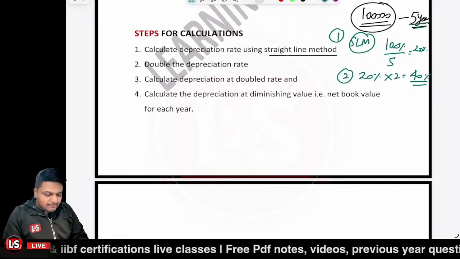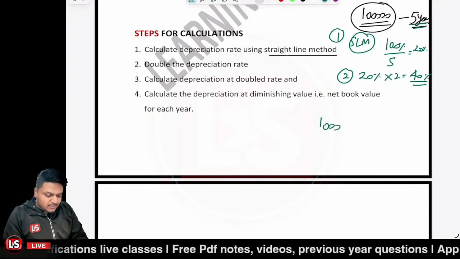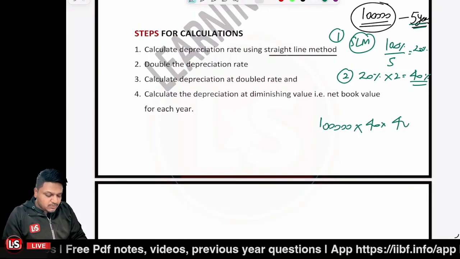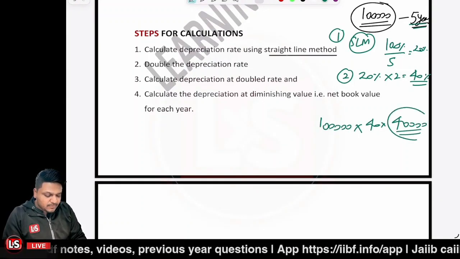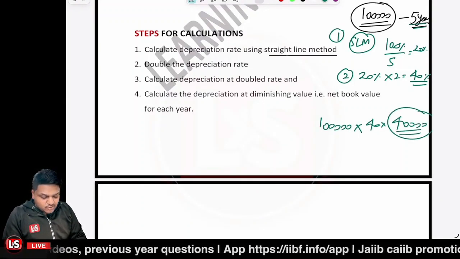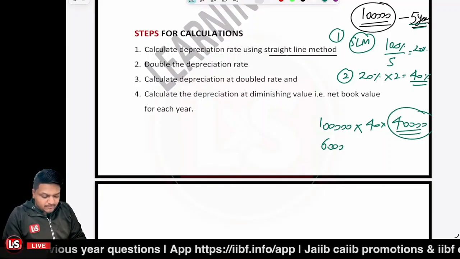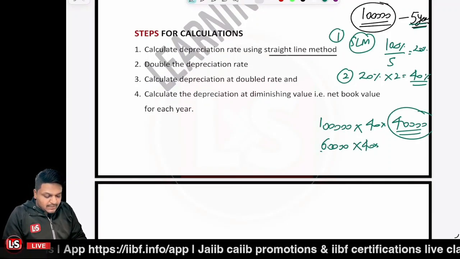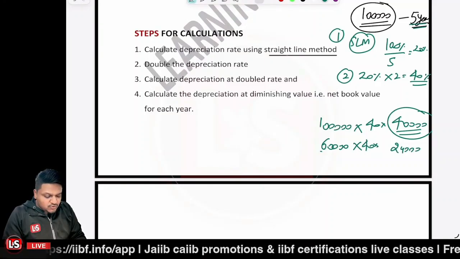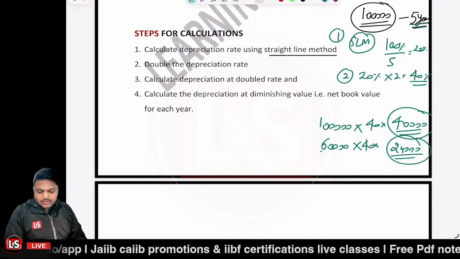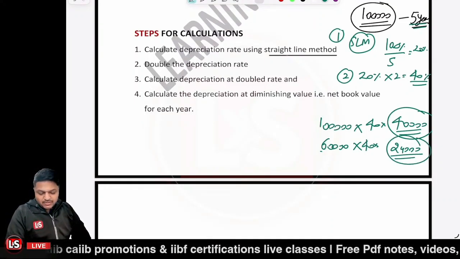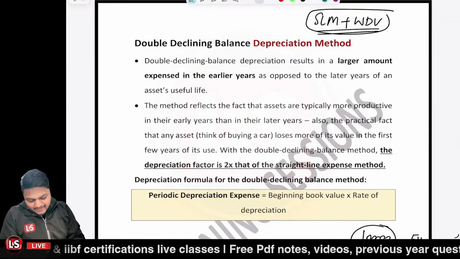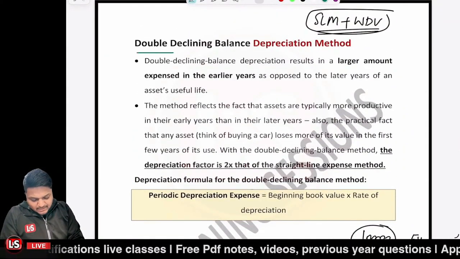For the first year, the depreciation would be equal to what? 1 lakh multiplied by 40%. So it is 40,000 depreciation for the first year. For the second year, the depreciation is to be calculated on 60,000 rupees, the remaining net book value, multiplied by 40%, that is 24,000 rupees, and so on, right? So this is how the double declining balance depreciation method works.